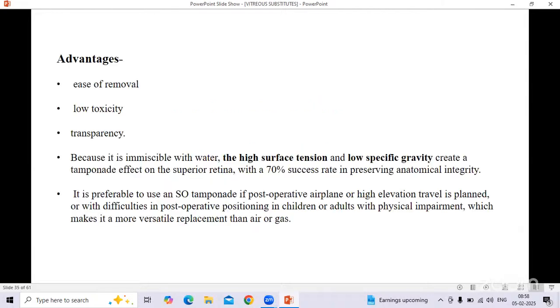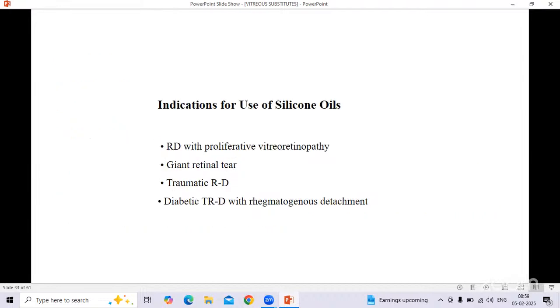Silicone oil, one of the major indications is endophthalmitis with retinal detachments, as it works as a bacteriostatic. So endophthalmitis eyes with retinal detachments is one of the indications for silicone oil.